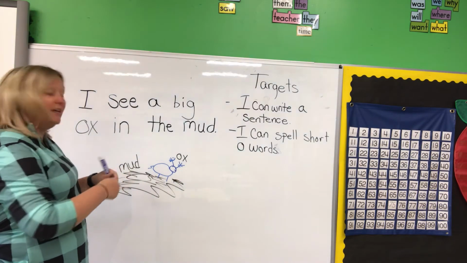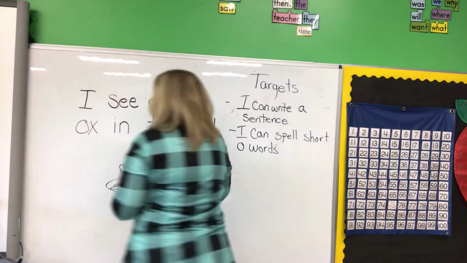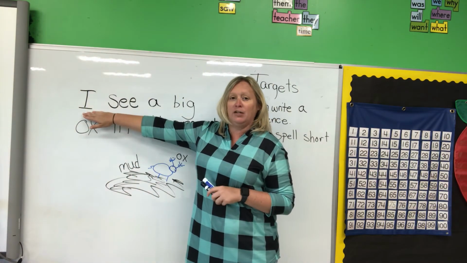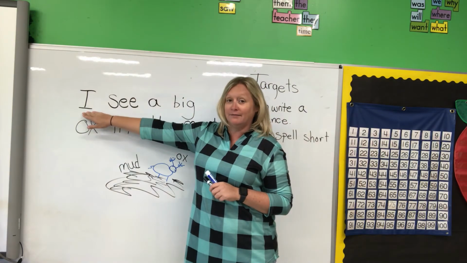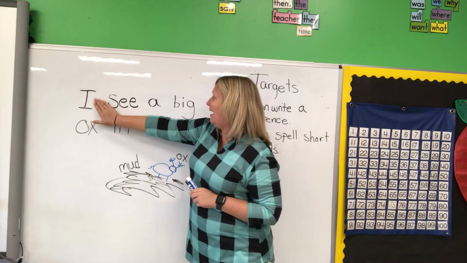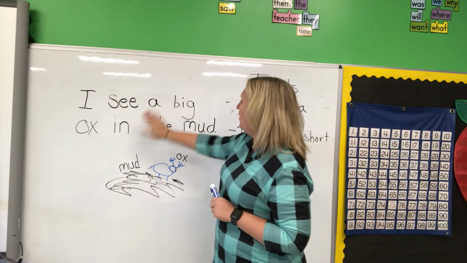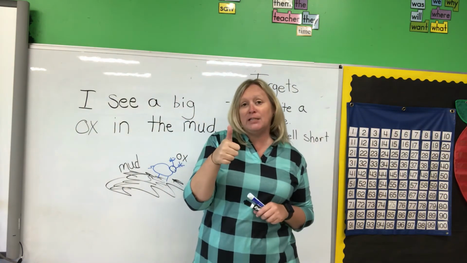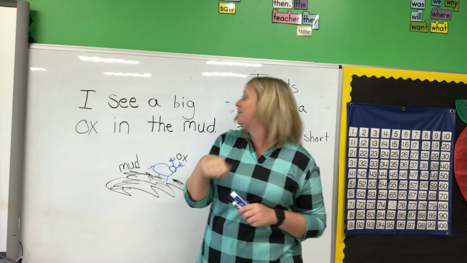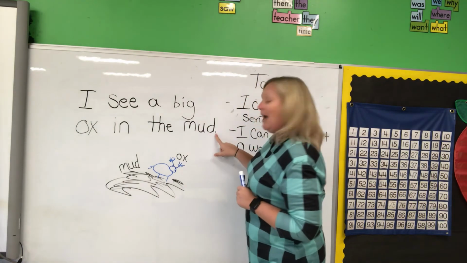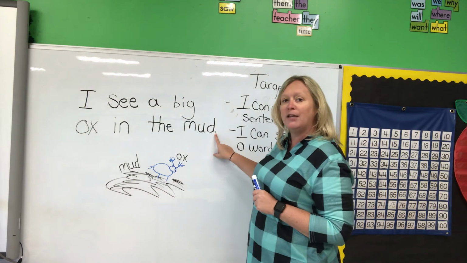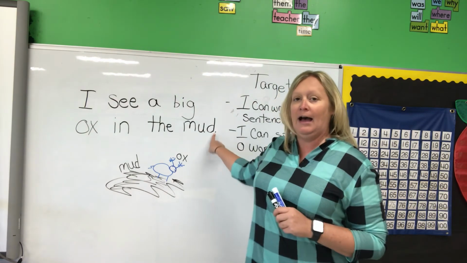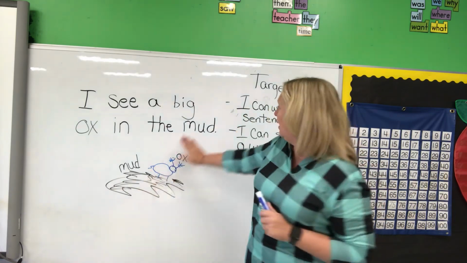Now let's look at my sentence. Let's check it. Do I have a capital letter? Give me a thumb up if I do. Do I have a capital letter? I do. Do I have spaces between my words? Give me a thumb up if you see spaces between the words. All right. Do I have a period or some type of punctuation at the end? Give me a thumb up or down. What do you think? I do. I have a period after mud.